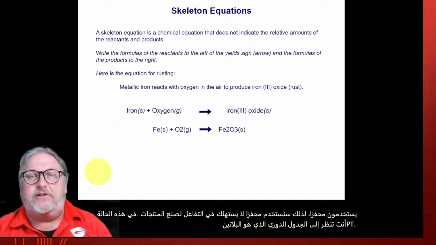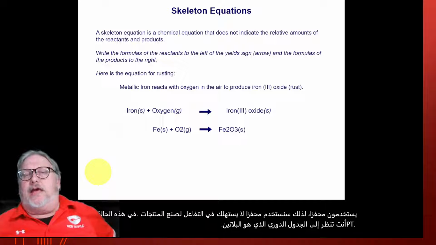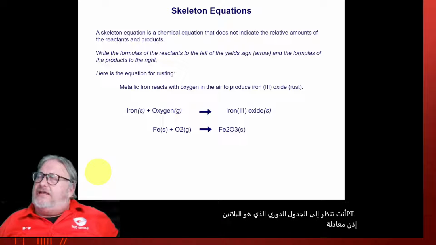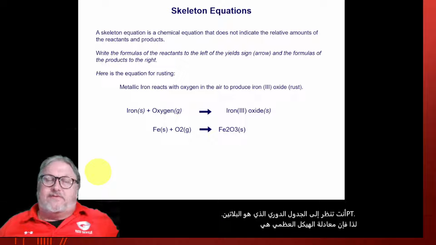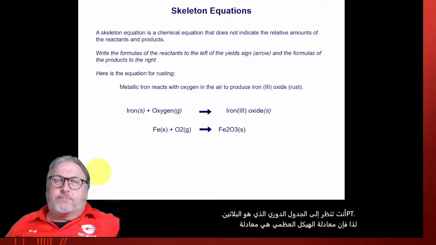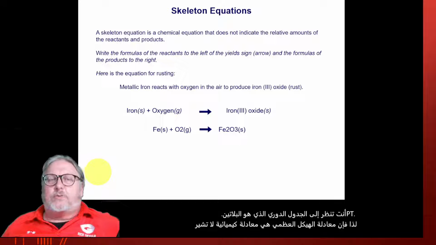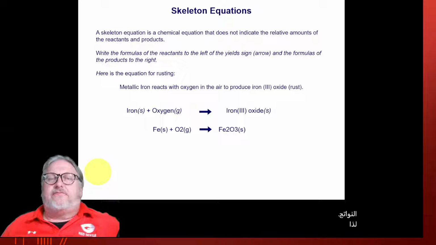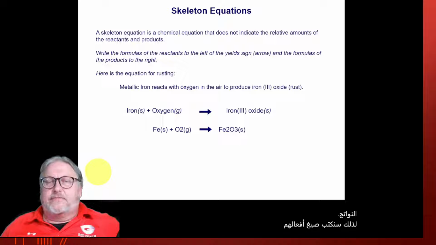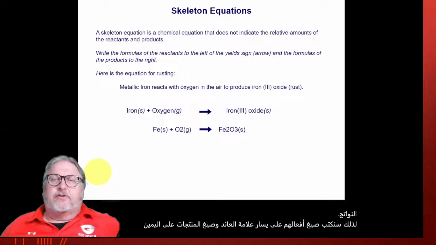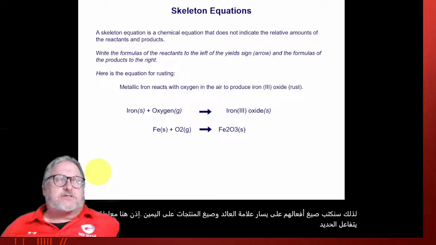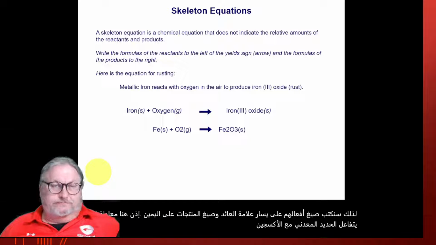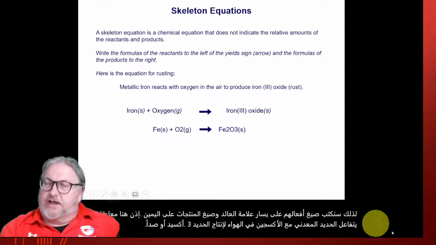So the skeleton equation is a chemical equation that does not indicate the relative amounts of the reactants or products. So we're going to write the formulas of the reactants to the left of the yield sign and the formulas of the products to the right. So here is a word equation. Metallic iron reacts with oxygen in the air to produce iron(III) oxide, or rust.